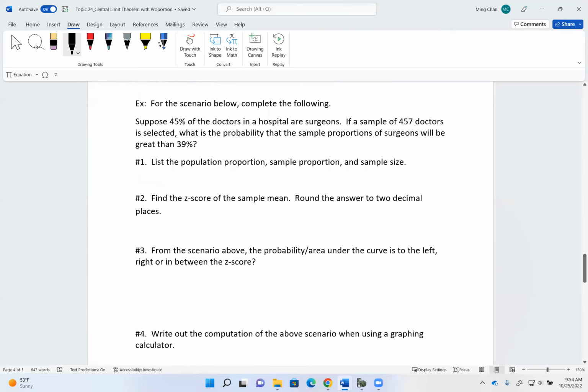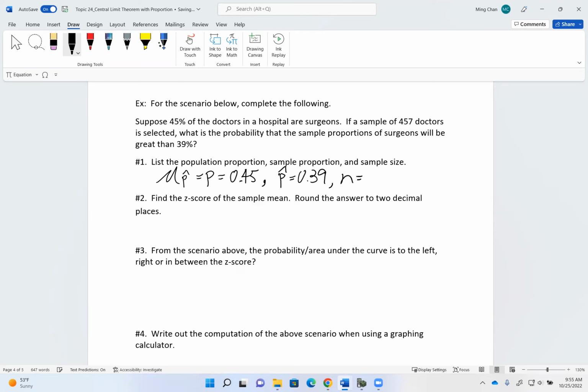Suppose 45% of doctors in the hospital are surgeons. In a sample of 457 doctors, what is the probability that the sample proportion of surgeons will be greater than 39%? It'll be more than 39%. So the 39% is my p hat. This 39% comes from the sample of 457. The mean of the sampling distribution of p hat will eventually equal the true population proportion, which is 0.45. The sample proportion is 0.39.